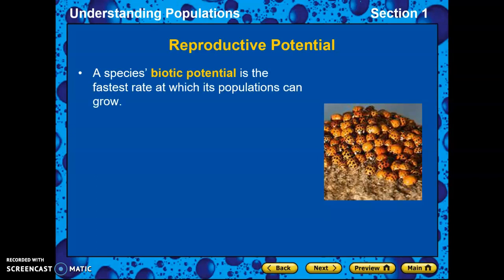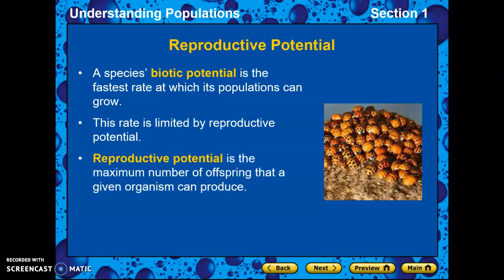The reproductive potential is the species' biotic potential. Remember, biotic means living. It is the fastest rate at which its population can grow. This rate is limited by its reproductive potential. So if each female that has a baby only has one baby, that's the limit of its reproductive potential. Most organisms in the animal kingdom have multiple babies at every birth.